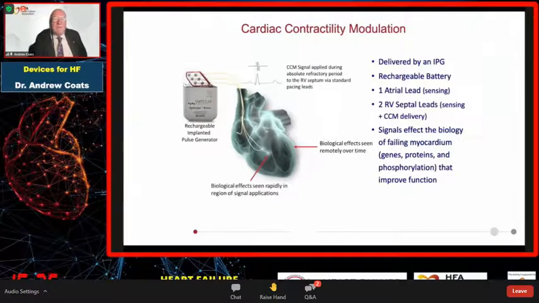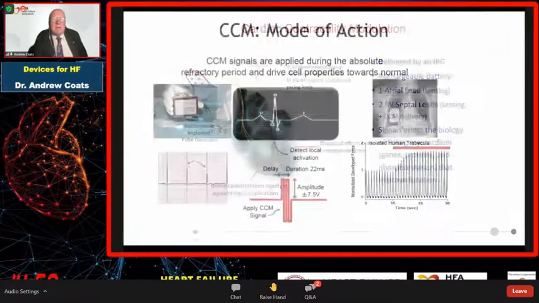One very interesting device is cardiac contractility modulation, which is a pacemaker-like device inserted into two places in the heart, but it gives stimulation to the cardiac muscle, not to cause a depolarization, but it's given during the absolute refractory period. And this electrical stimulation increases the strength of cardiac contractility without generating an extra heartbeat. It also causes biological effects and gene expression at a distance from the stimulation site. It is an implantable device that's very similar to a pacemaker.